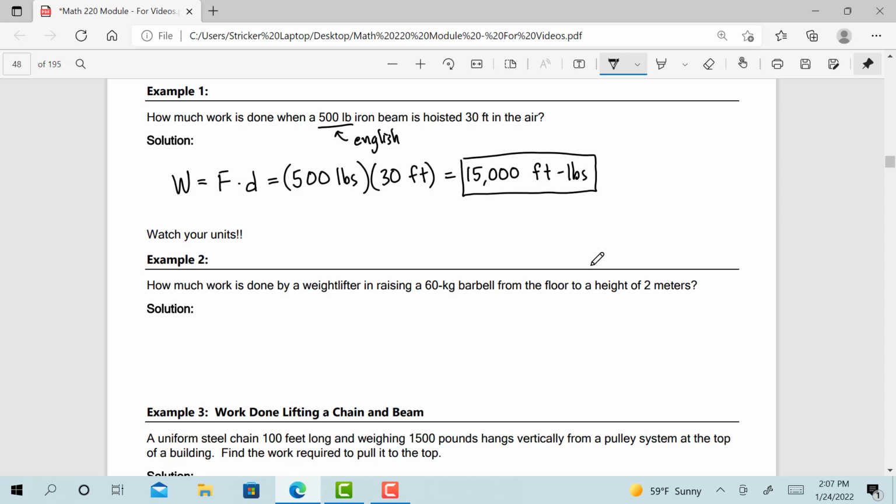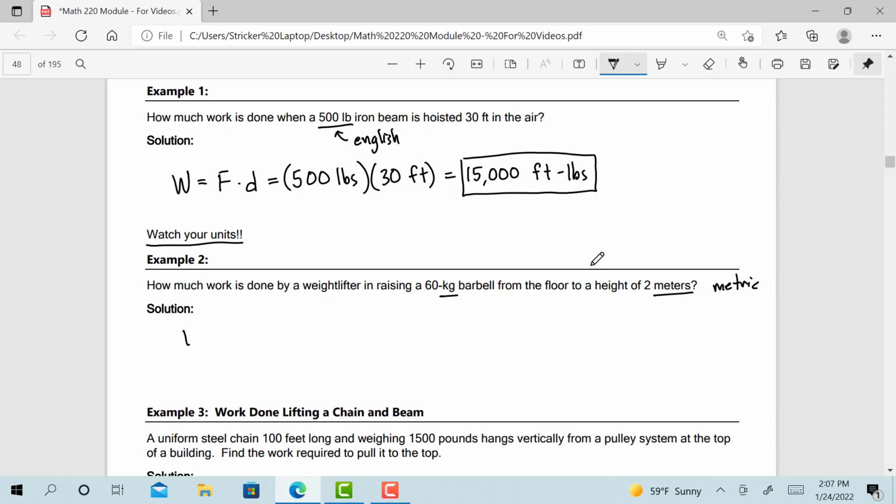Let's take a look at example 2. Notice again there's a little note to watch out for units. Get in the habit of writing your units down. You lose points on the test if you don't keep track of the units. Example 2 says, how much work is done by a weightlifter in raising a 60 kilogram barbell from the floor to a height of 2 meters? Notice now we're looking at kilograms and meters. This is going to be the metric system, just recognizing the units.